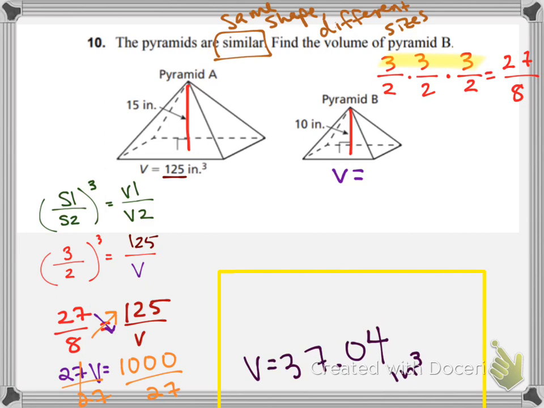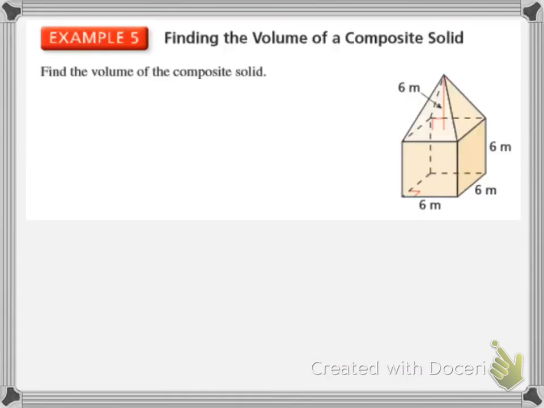So something else to kind of check yourself to make sure that it makes sense. This first figure was bigger, so guess what the volume needs to be? Bigger, larger. So just check yourself. 37 is smaller than 125, so it would make sense. We have one more problem together, and it is another composite solid. Find the volume of the composite solid.